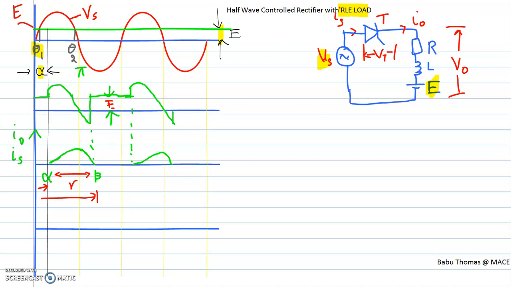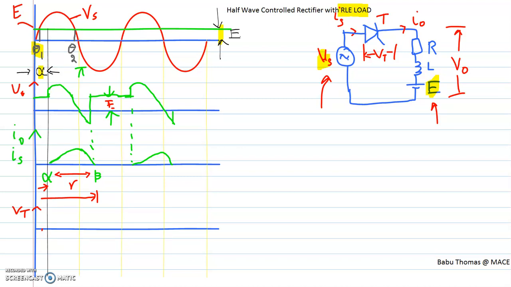Now we need to plot the thyristor voltage also. So we will be plotting Vt, and this is V0. How can we plot the thyristor voltage? For angle less than θ1, there is a voltage acting on the thyristor, Vs, and another one, E. So the voltage across the thyristor becomes 0 at angle θ1. This is the point where the voltage across the thyristor becomes 0.